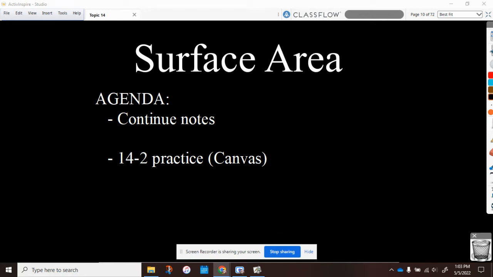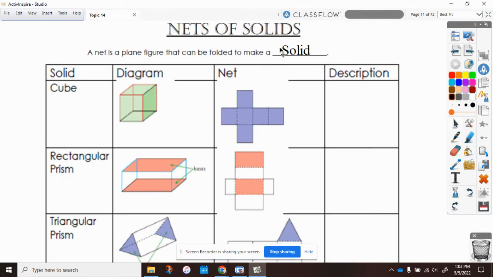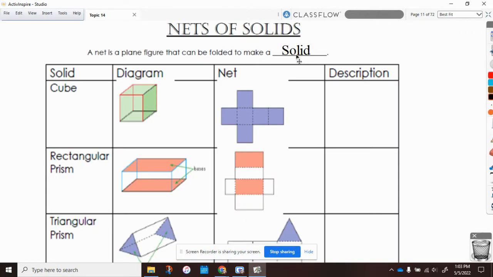All right, y'all. We're taking a look right now at the topic 14 notes, the second section of them, wherein we're talking about surface area. And on this page right here, there's just one blank to fill in. It says that a net is a plane figure, so it's a two-dimensional figure that can be folded to make a solid. Okay, a solid being a three-dimensional figure, the things that we've been talking about in topic 14, like a prism or a pyramid or something of that nature.